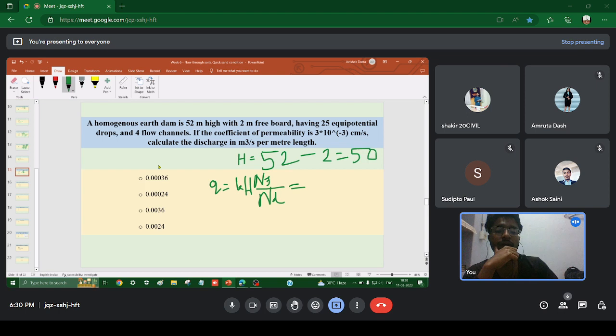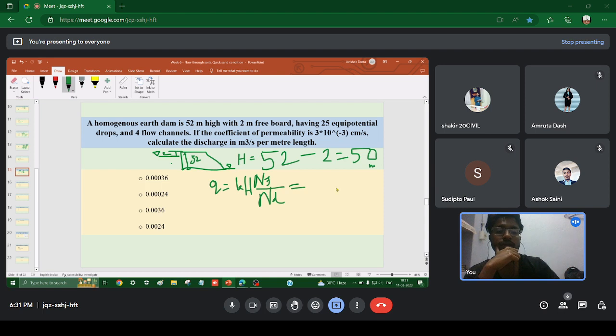Freeboard means the gap which a dam has. So this is the dam, this is the upstream side. This is the height of the dam, it is 52. This is the freeboard. It is 2 meter. And if this is the downstream side, this is the water level on the downstream side, this is the water level on the upstream side. So the head causing the flow is 50 minus 0, it is 50 meter.